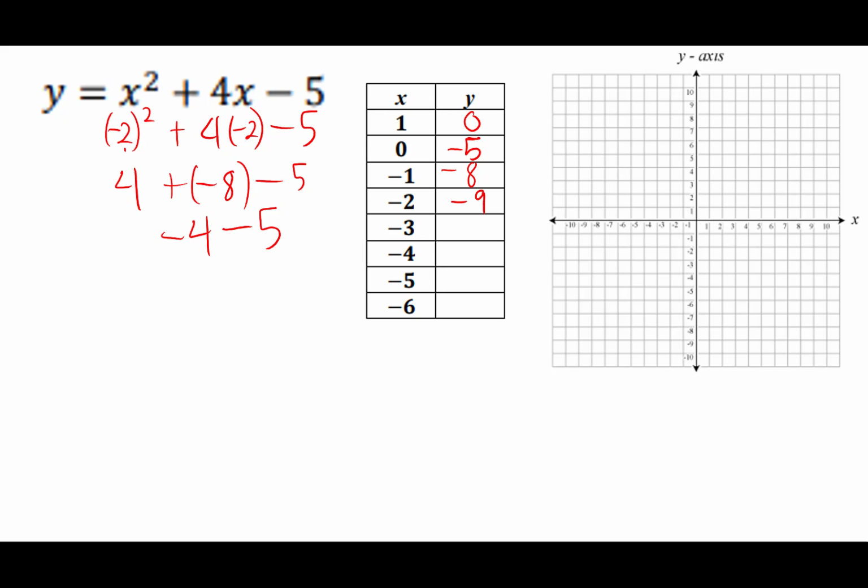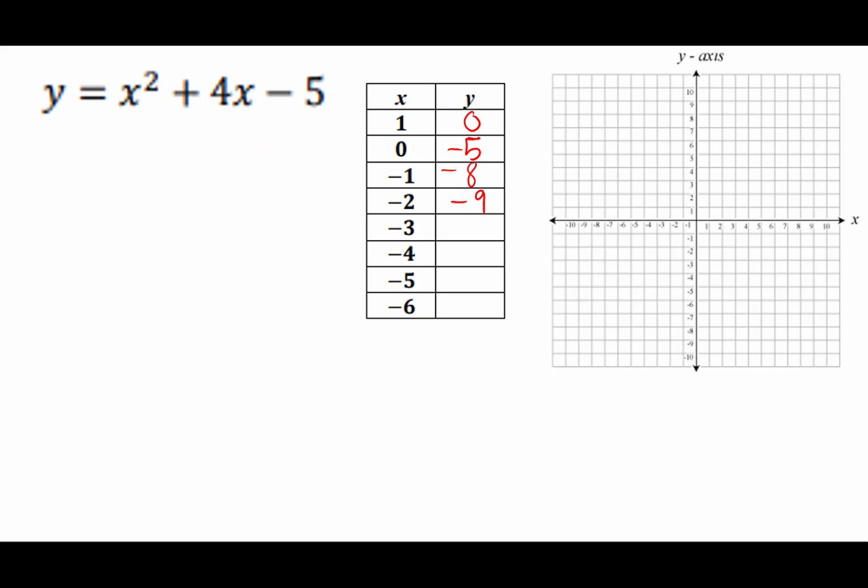All right, so plugging into my calculator, when I plug in 3, I get negative 8. When I plug in negative 4, I get negative 5. Negative 5, I get 0. And when I plug in negative 6, I get 7. So kind of notice there's a pattern here. I start going down in my numbers, and then all of a sudden I'm going back up.